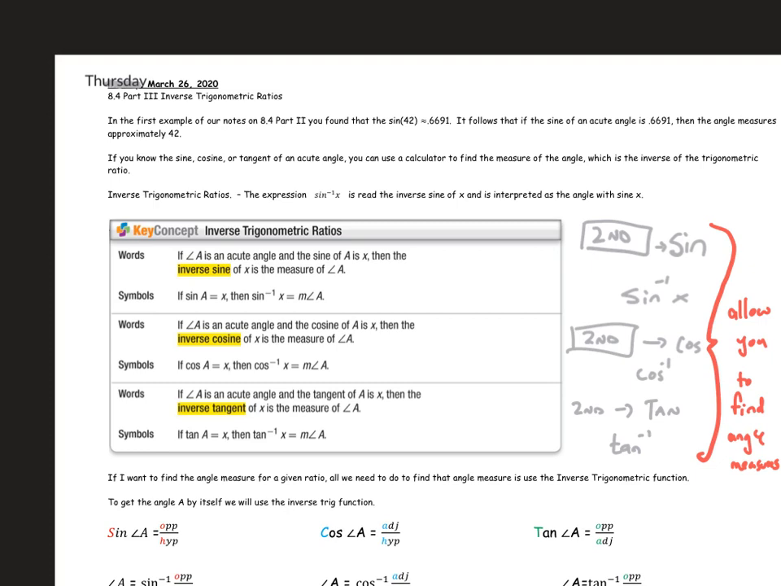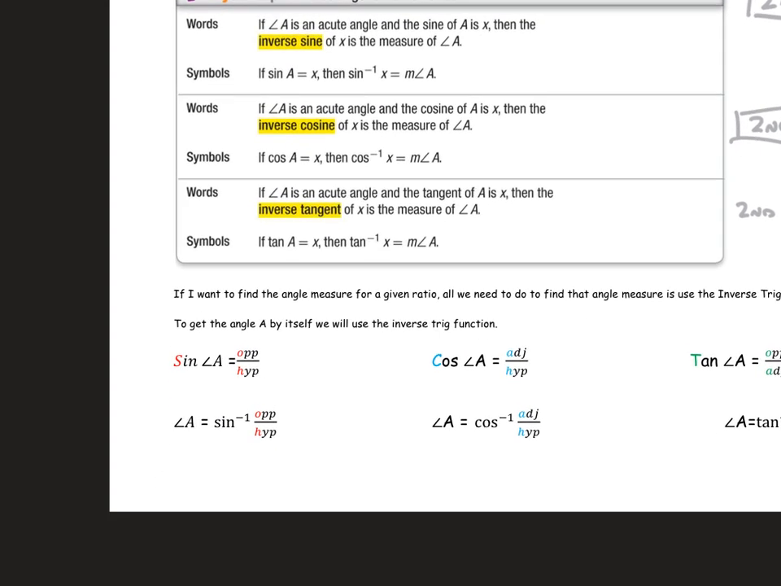So if I want to find the angle measure for a given ratio, all we need to do to find that angle measure is use the inverse trig function. To get the angle A by itself, we'll use the inverse trig function. So suppose I have some sort of setup here, and I'm like, how can I get angle A by itself? What you're going to have to do is take the inverse sine of both sides. And when I do that, the inverse sine and the sine undo each other, and I'm left with angle A equaling the inverse sine of the opposite side over the hypotenuse.